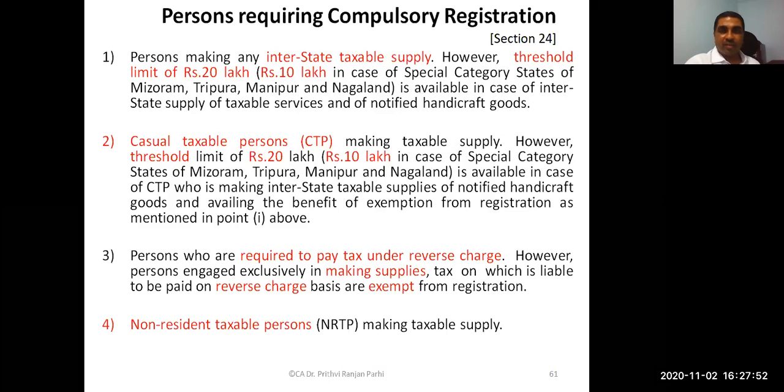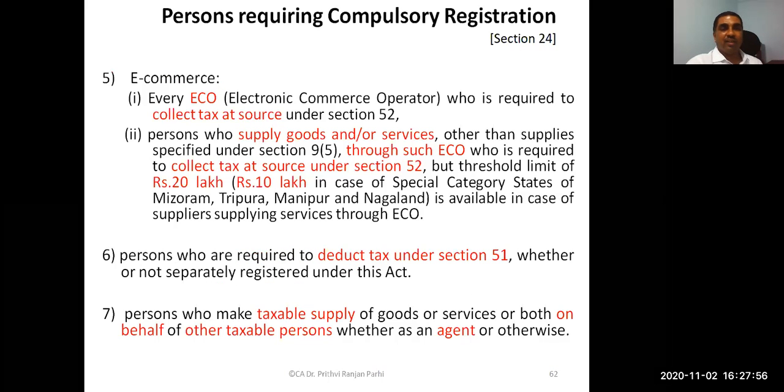Right. 4 categories I have covered regarding compulsory registration. Category 5 is about e-commerce. Every e-commerce operator, or every person who is required to collect tax, that means to whom the TCS concept is applicable. Just like income tax TCS, GST TCS is also there.